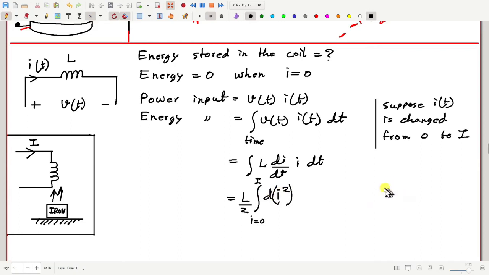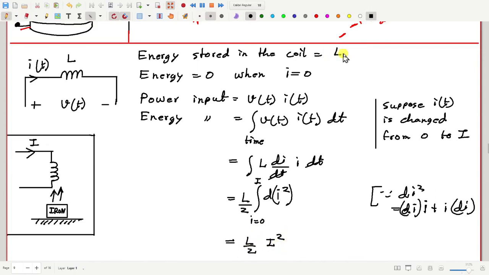Because d of i square is what? Apply the product rule of differentiation, you will get di into i plus one more di into i. So we will get 2 i di. Here we have this dt you can get rid of, so here we have only i into di. Therefore, finally, L by 2 constant, and after the integration, this becomes i square. So that's the expression of energy stored in a coil.